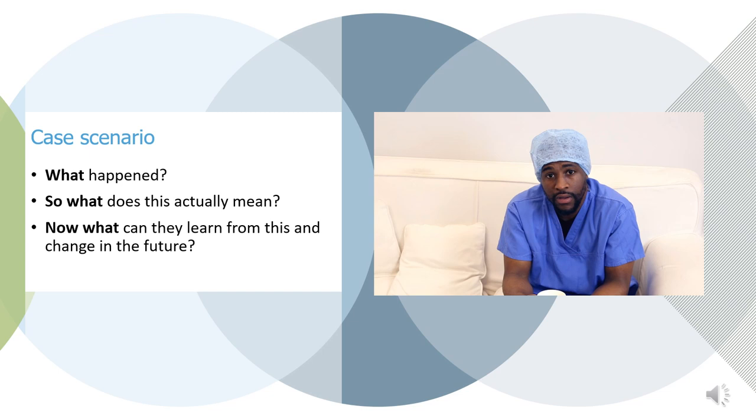We're now going to take you through the case of Mr. Jones, a 26-year-old diabetic who was admitted by Dr. Stone. Read through the case and consider what happened. So what does it actually mean? And now what can Dr. Stone learn from this and change in the future?